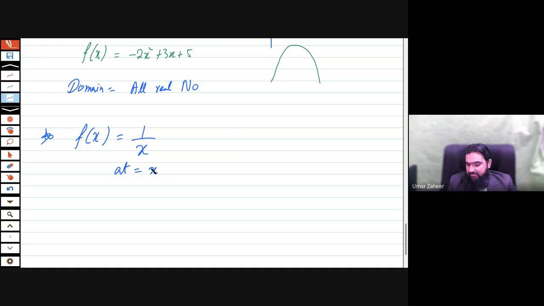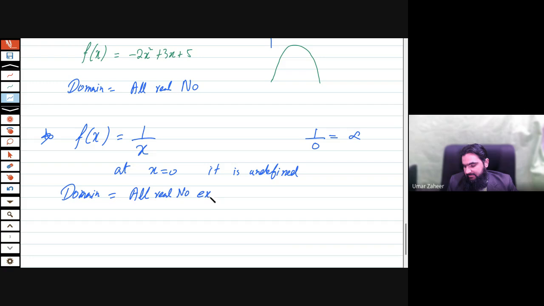At x is equal to 0, it is undefined. Because if you substitute 0, 1 divided by 0, we don't have the answer. In mathematics, we don't have the answer of 1 divided by 0. It is an undefined thing. So if we are going to talk about the domain of this function, the domain is all real numbers except 0. Clear?